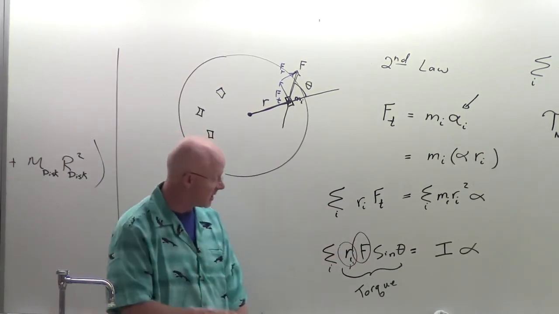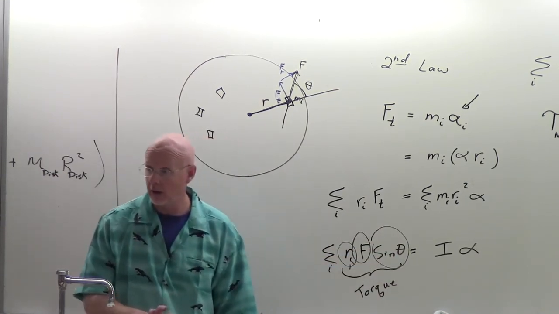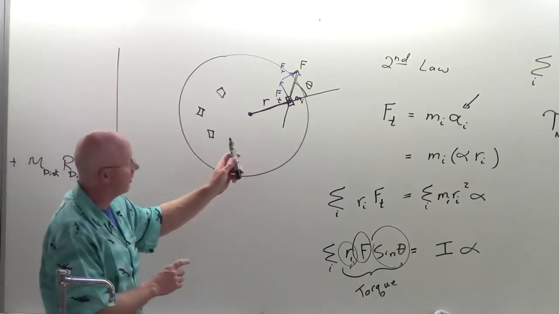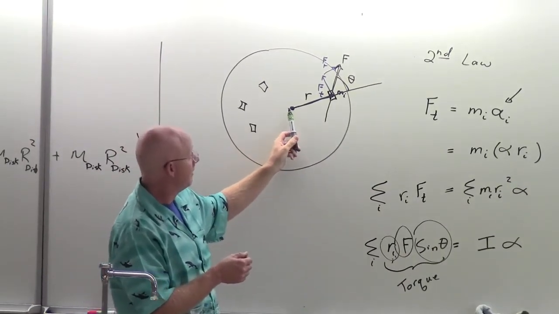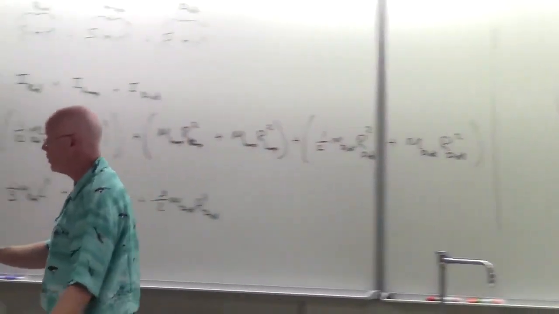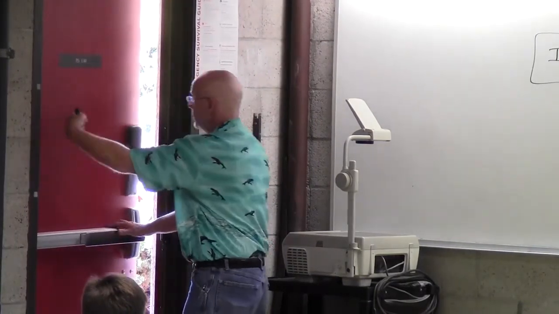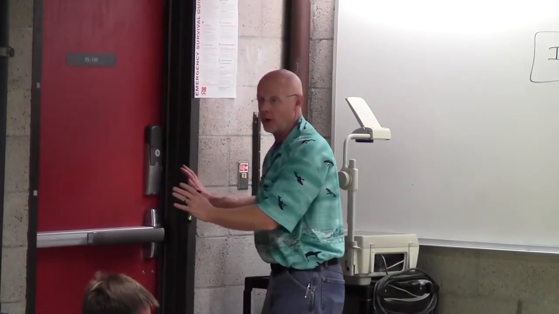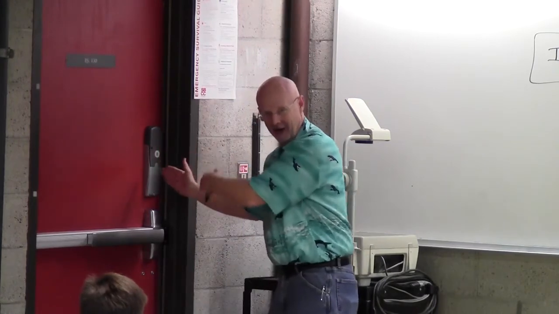And I've never seen this, but what angle do most people push the door? At 90 degrees. Now let's come back to the picture. What is our definition of angle? Between the R and the F. So if I come over here to the door, here's the hinge right here. So this is R going this way. So to get the most torque, which way do I push it? 90 degrees to the R.